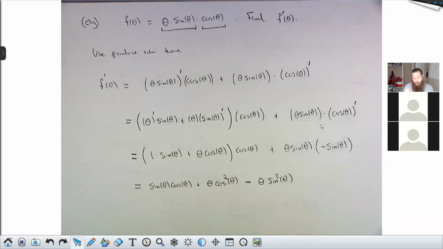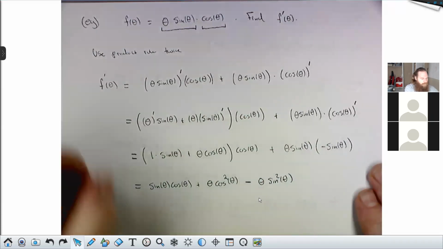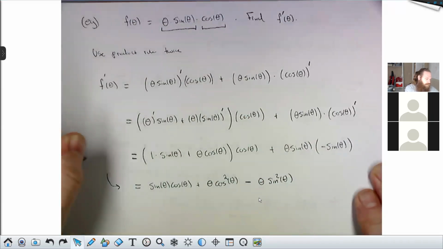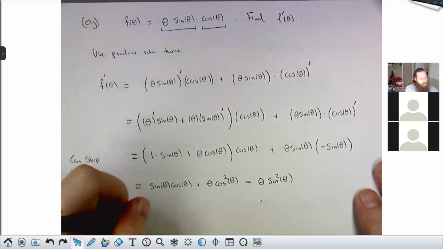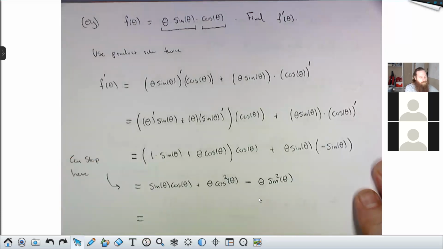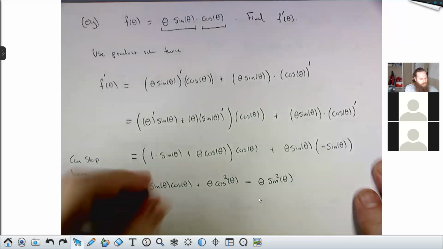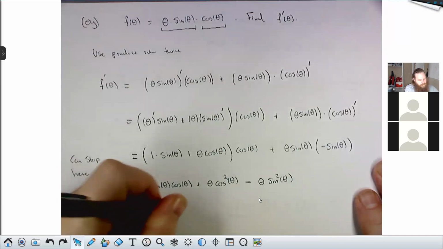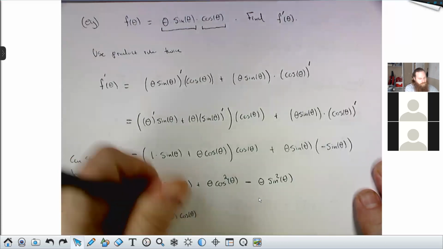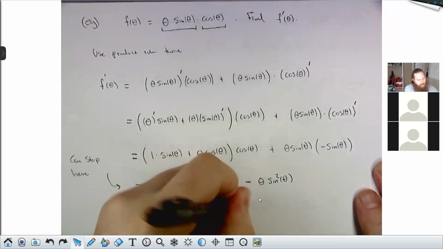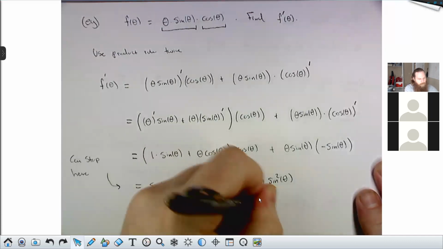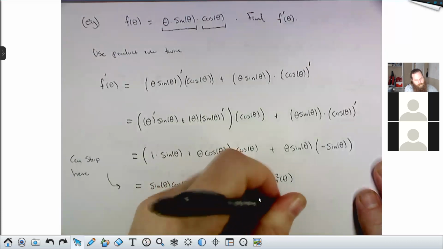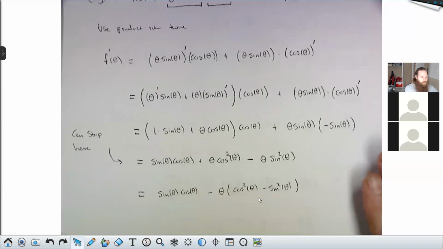Now, if you're very clever, you can rewrite this using double angle identities, but I would stop here if the problem's just asking you for derivatives. This is good. So this line, you can stop here. But if you want to, sine theta times cos theta, and here I'll write it like this, sine theta times cos theta minus theta times, you can factor out the theta there and you get cos squared theta minus sine squared theta. Both of these you can do some trig identity work with.